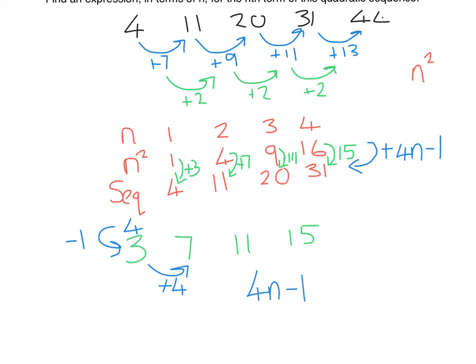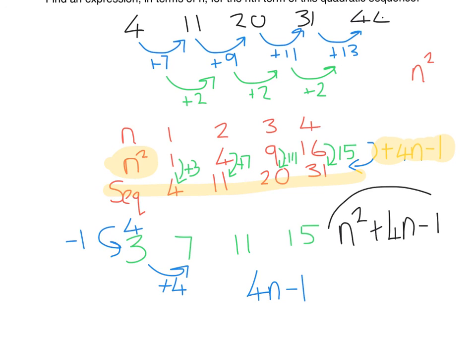So therefore my whole sequence is n squared plus 4n minus 1. That will give you this line here. So we've got n squared plus 4n minus 1. There's my final answer.